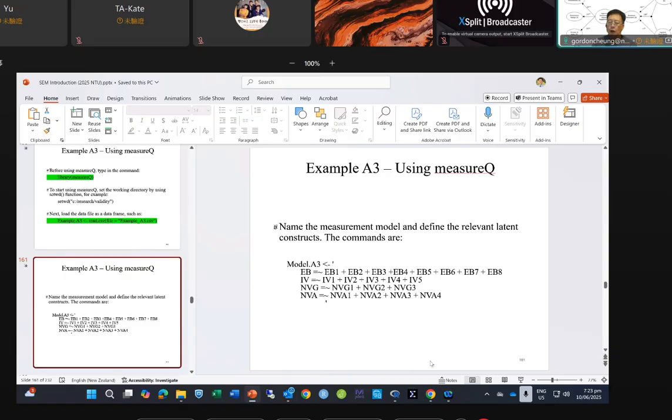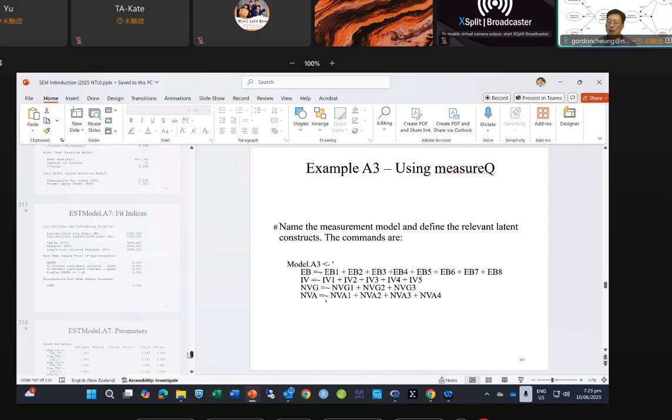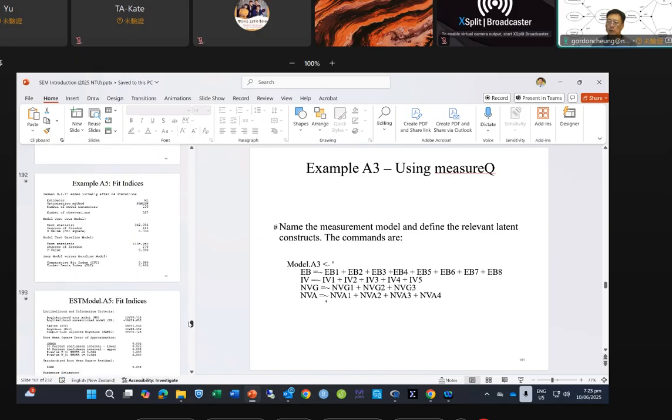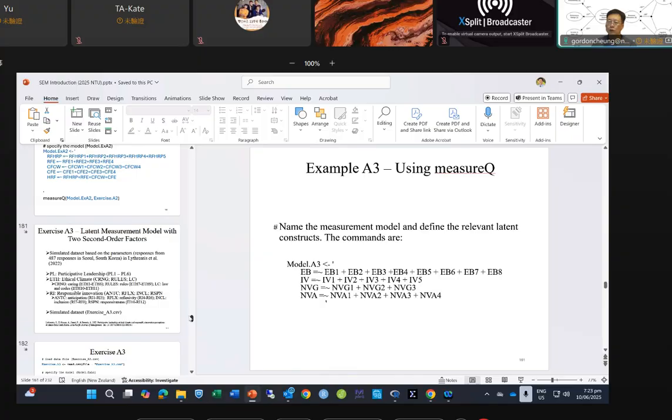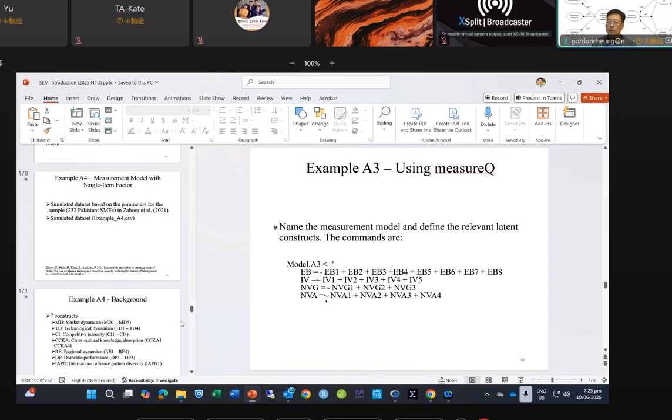Okay. So I hope that I didn't create any of this. I borrowed all this from marketing, from Fornell and Larcker, and from Hair et al. So I created the Measure Q software to help you to do all the analysis. So it looks pretty complicated, but if you use Measure Q, you can easily get the tables.